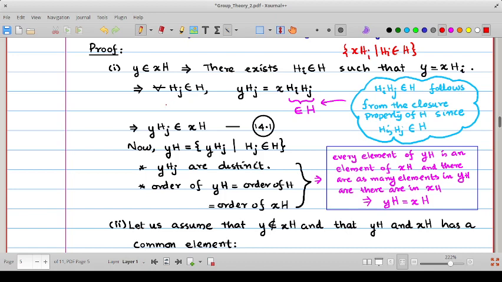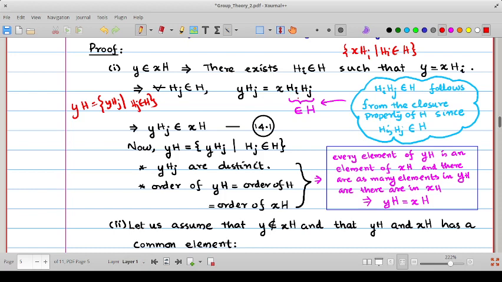Then for all elements hj of the subgroup H, we can construct the elements y hj, and that will be an element of the coset yH. They are given by y hj, where hj are elements of subgroup H. So take any hj and construct the elements y hj. Now I can write y as x hi. So y hj is equal to x hi times hj.